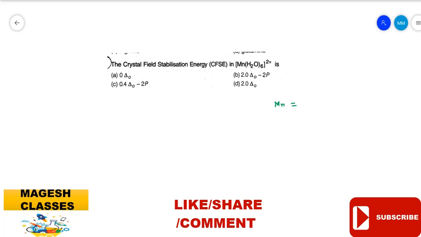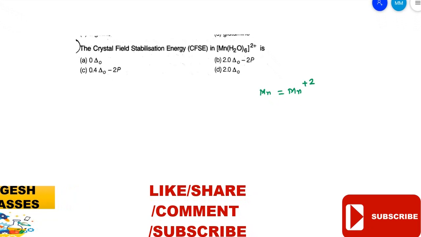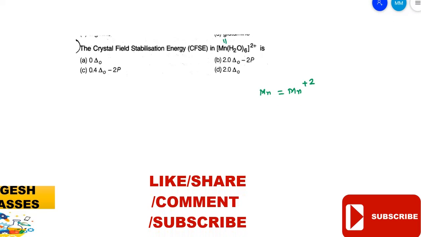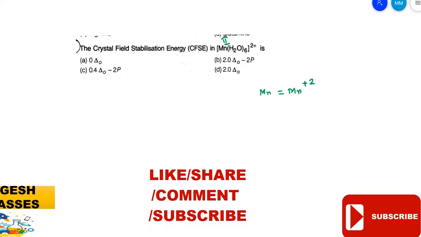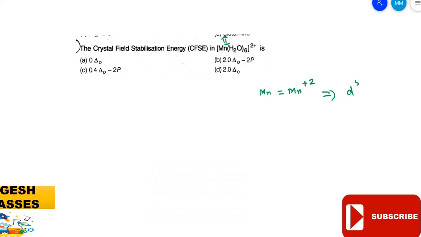Let us move into the next question. What is the crystal field stabilization energy, CFSE, in the manganese aqua complex? In this complex, the manganese is in the +2 oxidation state. It is a d5 system, that is 3d5 4s2, Mn2+ d5 system. And the given ligand H2O is a weak ligand.